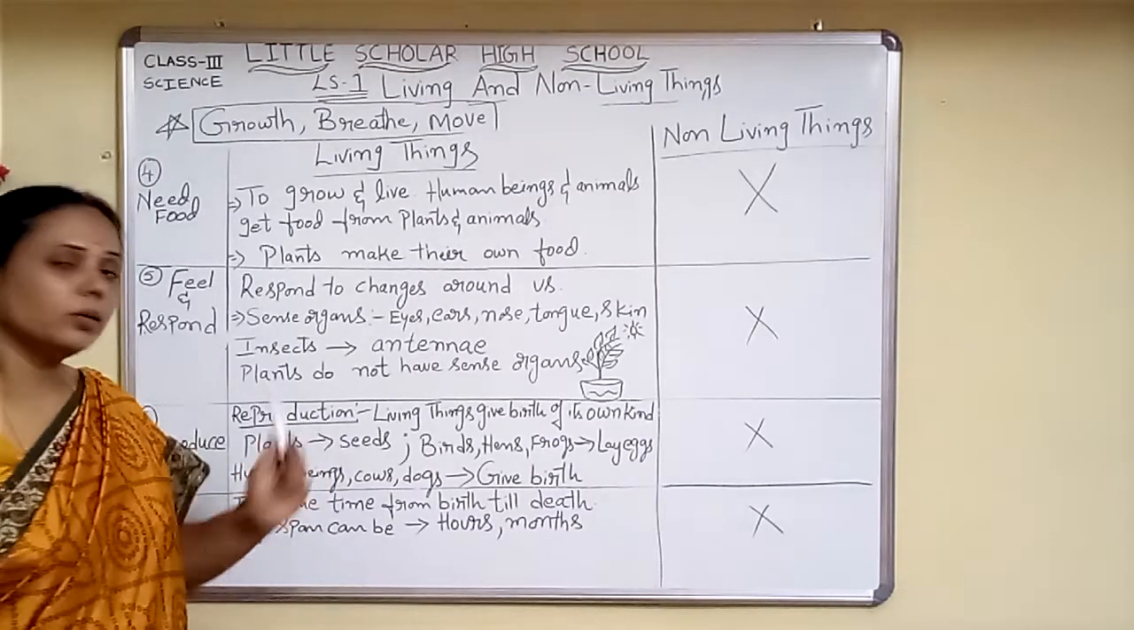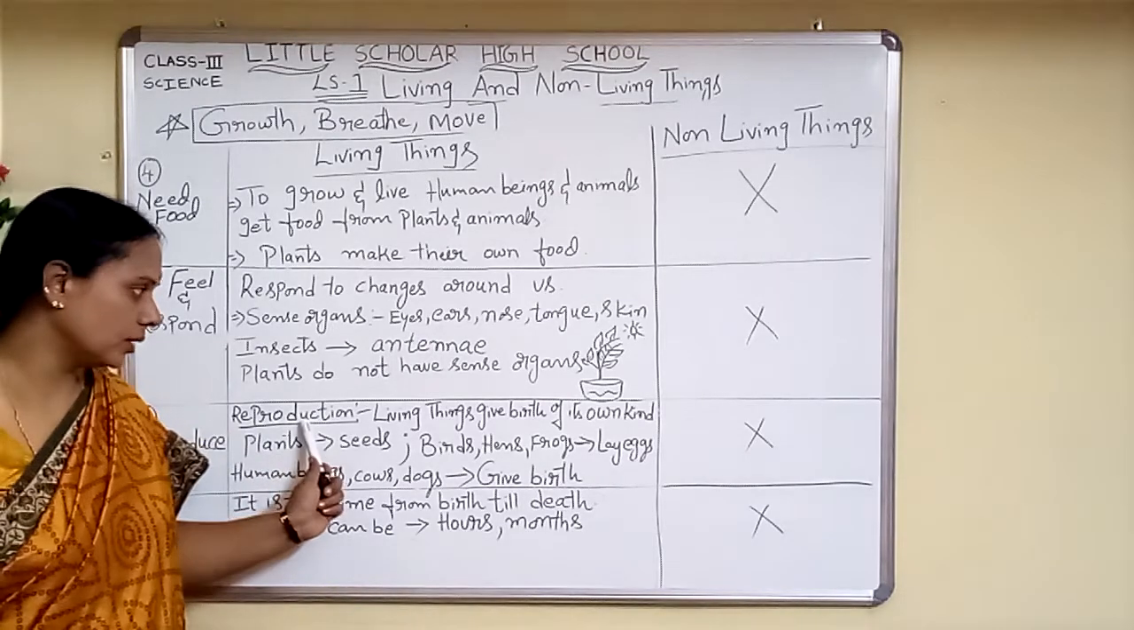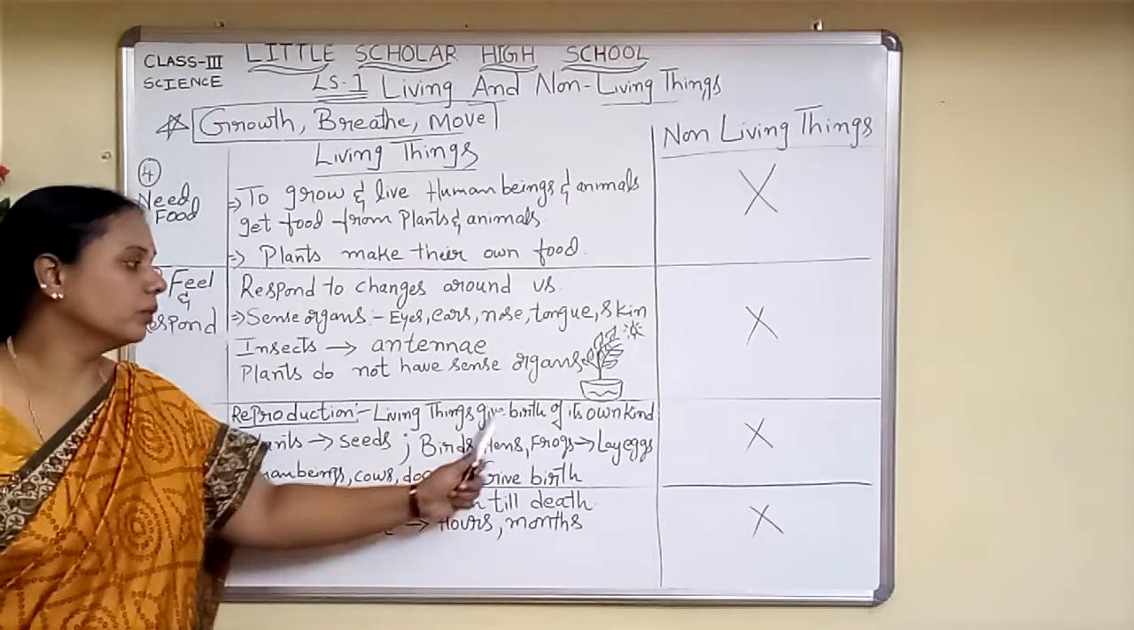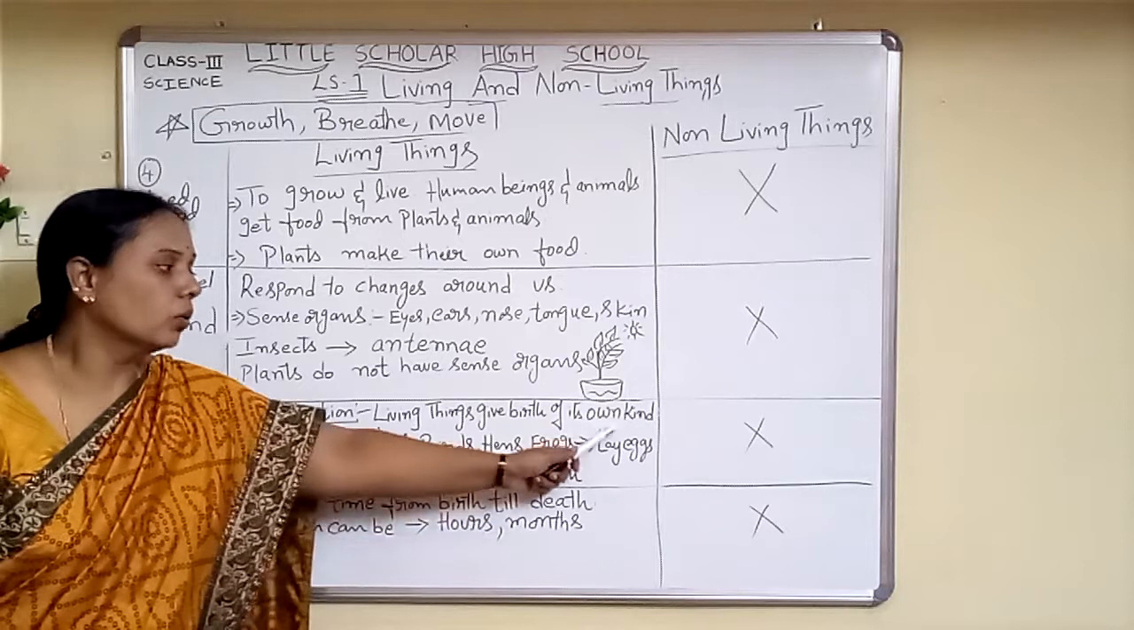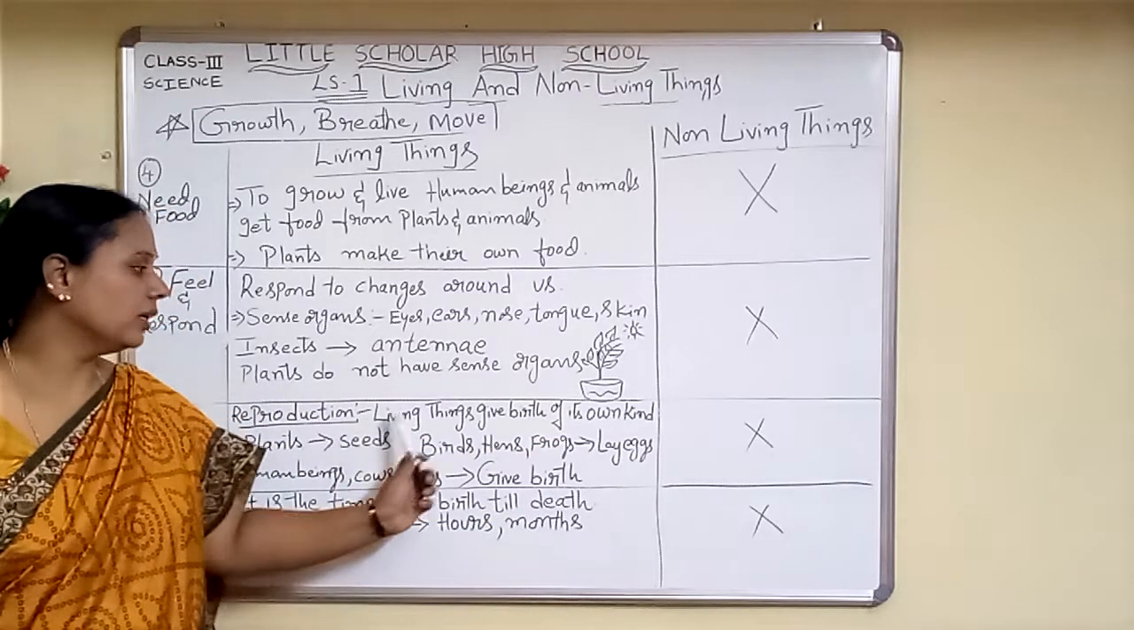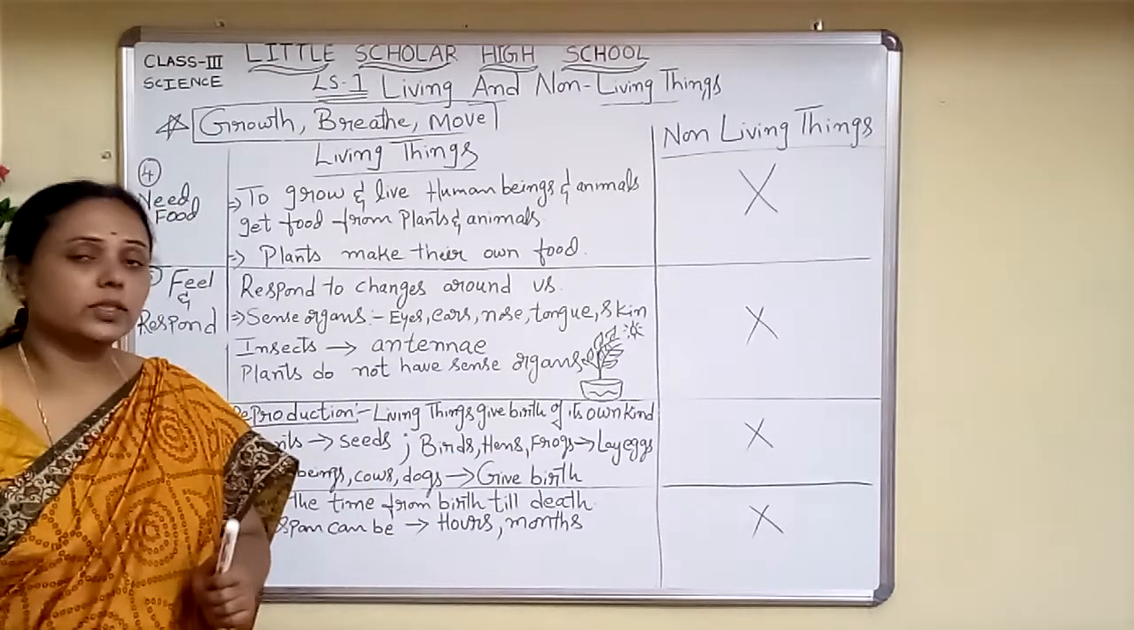Now, the next point related to this is reproduction. What do you understand by reproduction? Reproduction is nothing but living things giving birth to their own kind. Now, what do you understand by living things giving birth to their own kind?